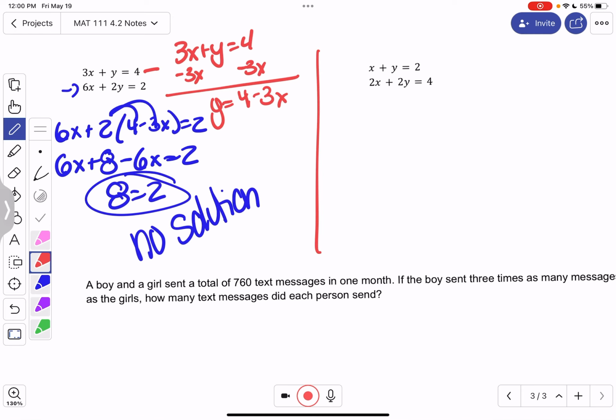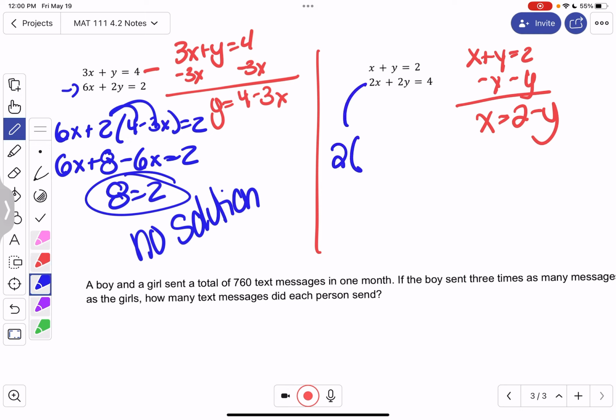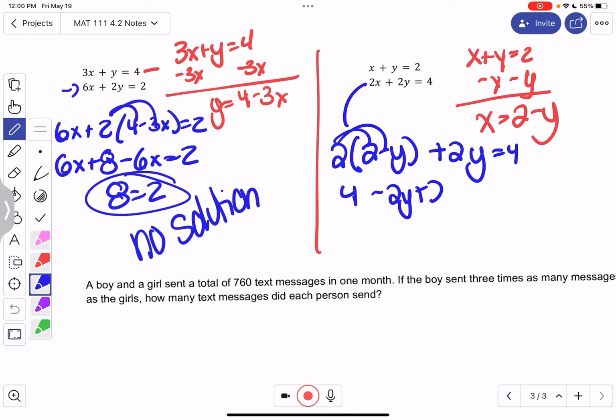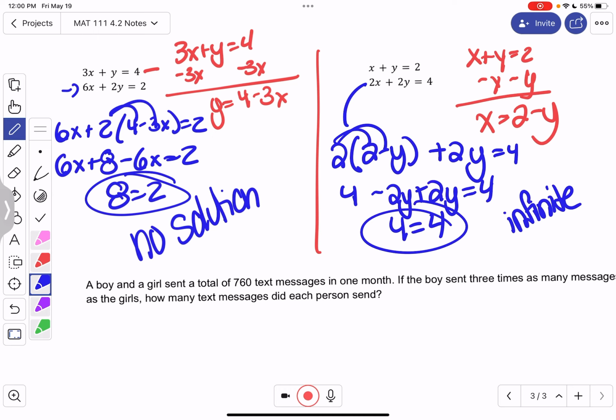Let's try this other one. X plus y equals 2. Let's move the y. Doesn't really matter which one you move. Plug in here. If I had moved the other one, I would just be plugging in for the opposite variable. No big deal. Distribute. Combine like terms, and I get 4 equals 4. That's always true. 4 is always going to equal 4. They're the same number. So this tells us we have infinite solutions.